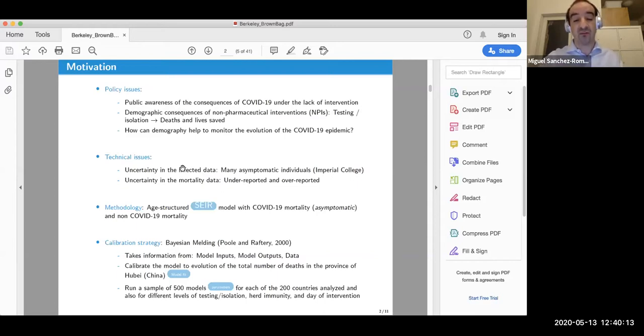So we will have 500 different sets of parameters, and we have used these 500 different models in 200 countries. We have calculated the total number of deaths, and afterwards we have implemented the non-pharmaceutical interventions. So we are checking what will be the impact in these 200 countries, depending on the level of testing that a country is performing, coupled with isolation, what will be the effect of herd immunity, and also what will be the effect of the day of intervention.